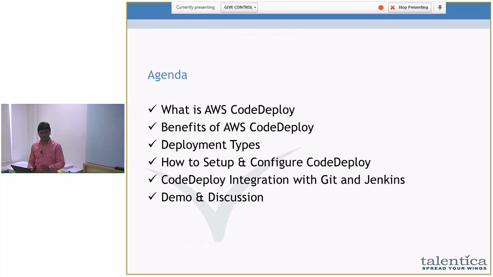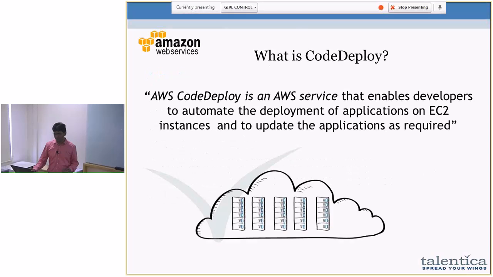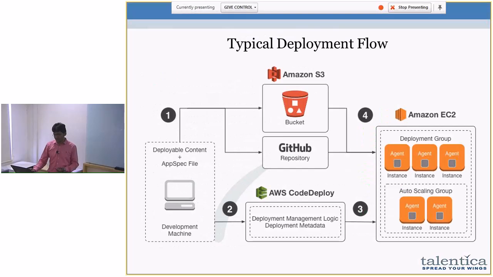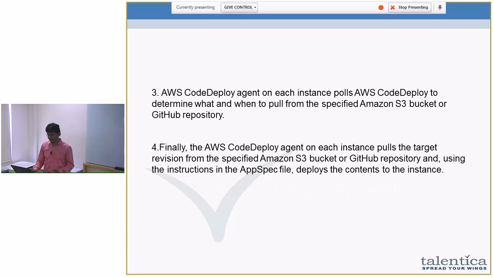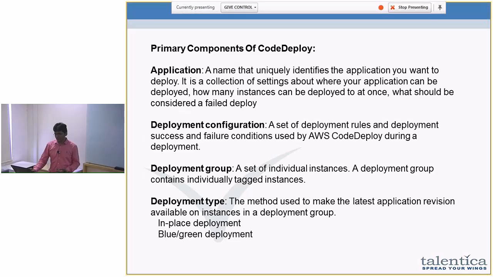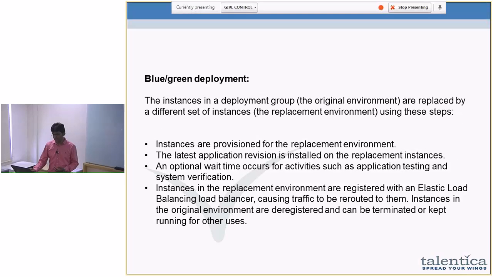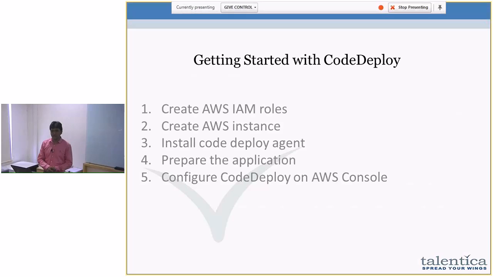For the latecomers, I will again give a short introduction. This is the agenda of today's meetup: AWS CodeDeploy, its benefits, deployment types and deployment configuration, its integration with Git and Jenkins, and a demonstration. Till now we have covered the deployment flow, its benefits, the main components of CodeDeploy, the deployment types, and these are the five important steps to configure CodeDeploy. We are going through them one by one.